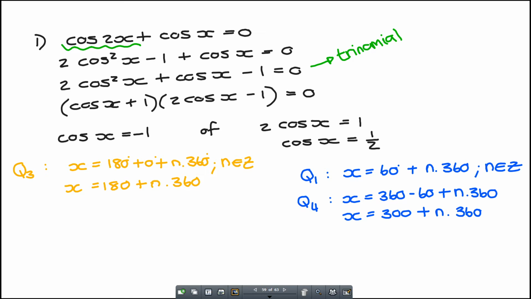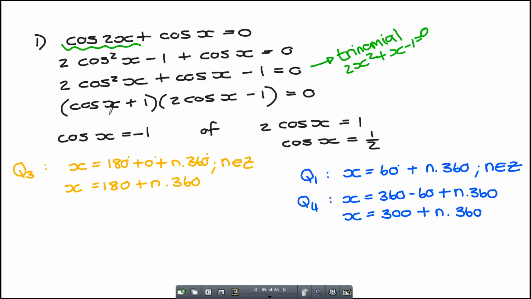Remember what I told you guys last time? If you look at this one, what I do is instead of cos, I just think of normal x's. So I see that as 2x squared plus x minus 1 is equal to 0. Then it looks like our normal trinomials, and then it's easier for me to factorize. And then you'll see it factorizes to be x plus 1 and 2x minus 1.